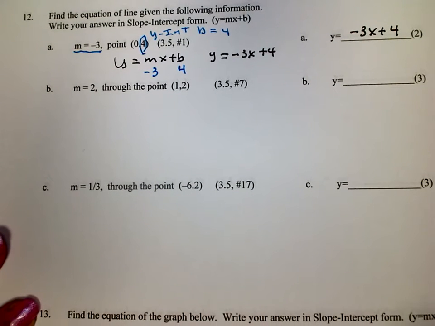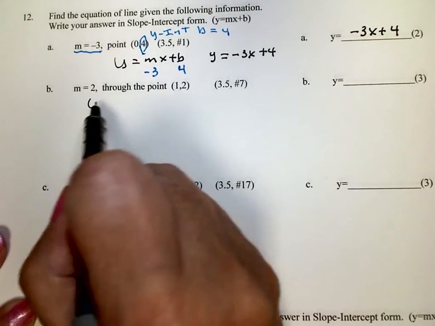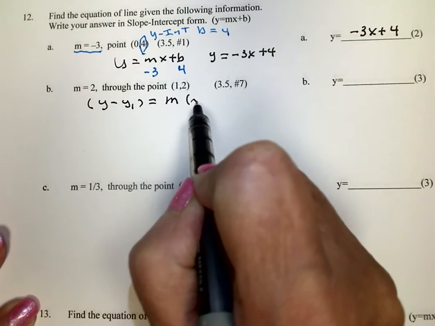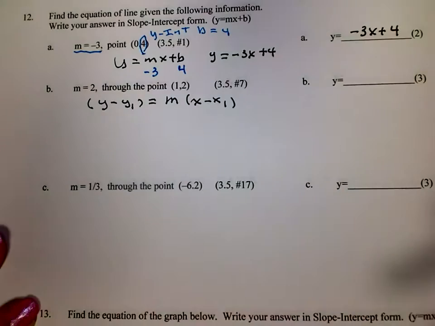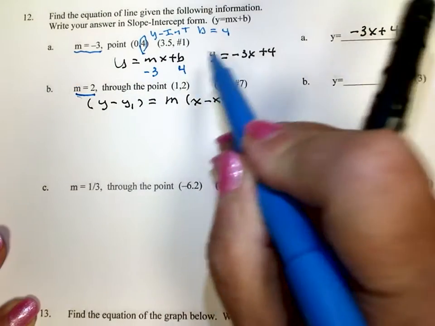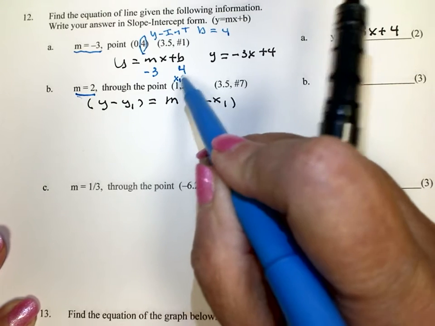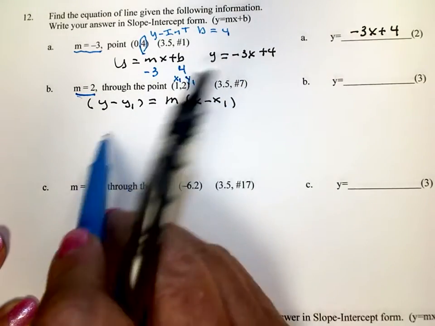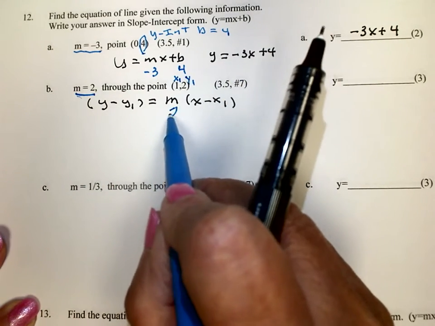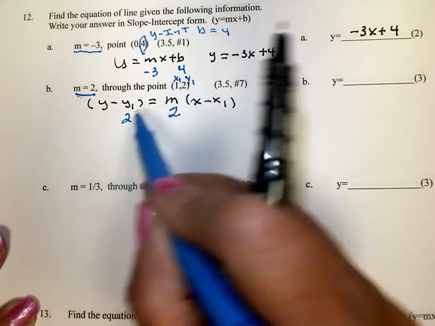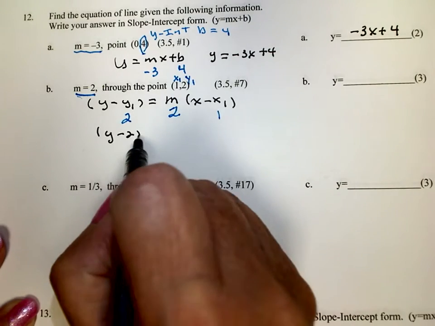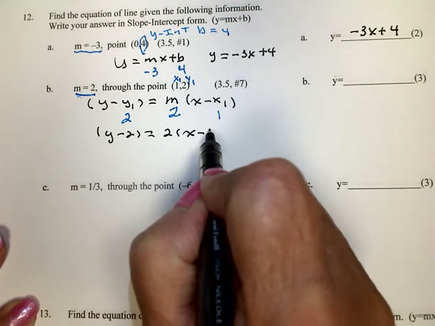In the next one, it gives the slope and a point. Now, personally, I like to use the point-slope form of the equation: y minus y1 equals m times x minus x1. And of course, we know what m is. x1 is 1, and y1 is 2. So in my formula, I would replace m by 2, y1 by 2, and x1 by 1. So that would say that y minus 2 equals 2 times x minus 1.